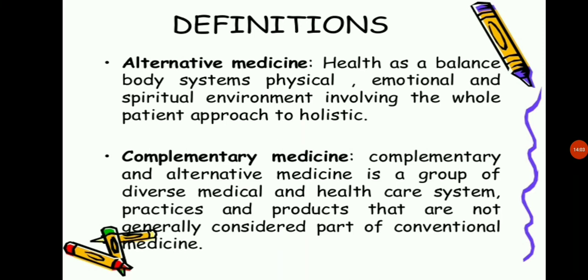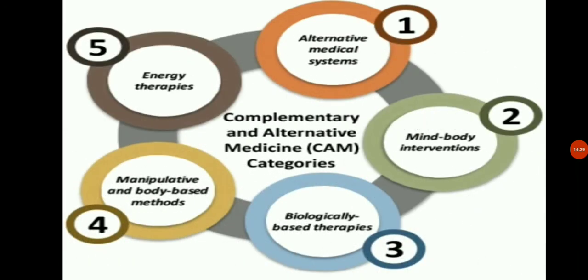This definition of alternative medicine is the health of a balanced body system, physical, emotional, and spiritual environment, involving the whole patient in a holistic approach. Complementary and alternative medicine is a group of diverse medical and healthcare systems, practices, and products that are not generally considered part of conventional medicine. Many of these practices are considered marginal when compared with conventional practices, that is, they usually are not a central part of medicine. However, partly because of growing evidence supporting the safety and efficacy of certain CAM approaches, some practitioners of conventional medicine have also become practitioners of CAM.